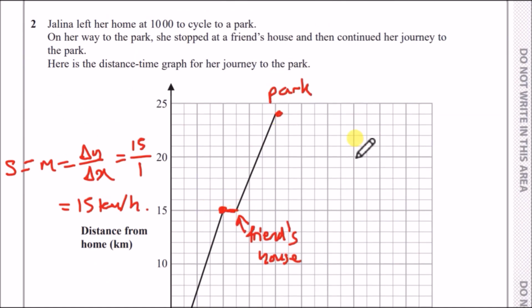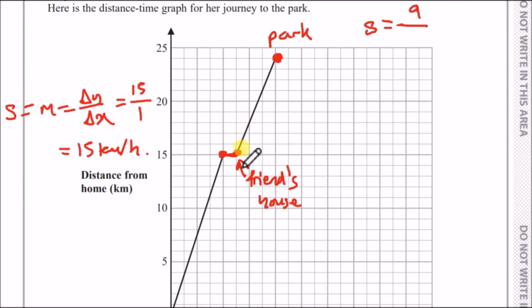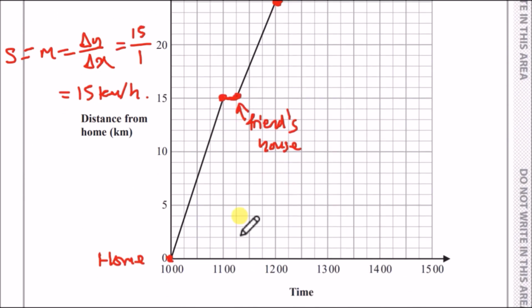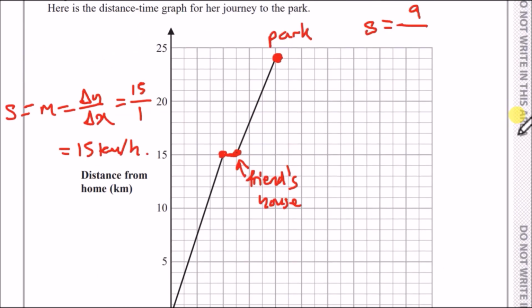Whereas from her friend's house to the park, again, just pick 2 points. We pick this one and that one. So just looking at the distance, she was at 15. She went all the way up to 24. So she traveled 9. So we can say that the speed for this one was 9 over, and then we know the time it took was from 11:15 all the way up to 12. So that's 45 minutes.